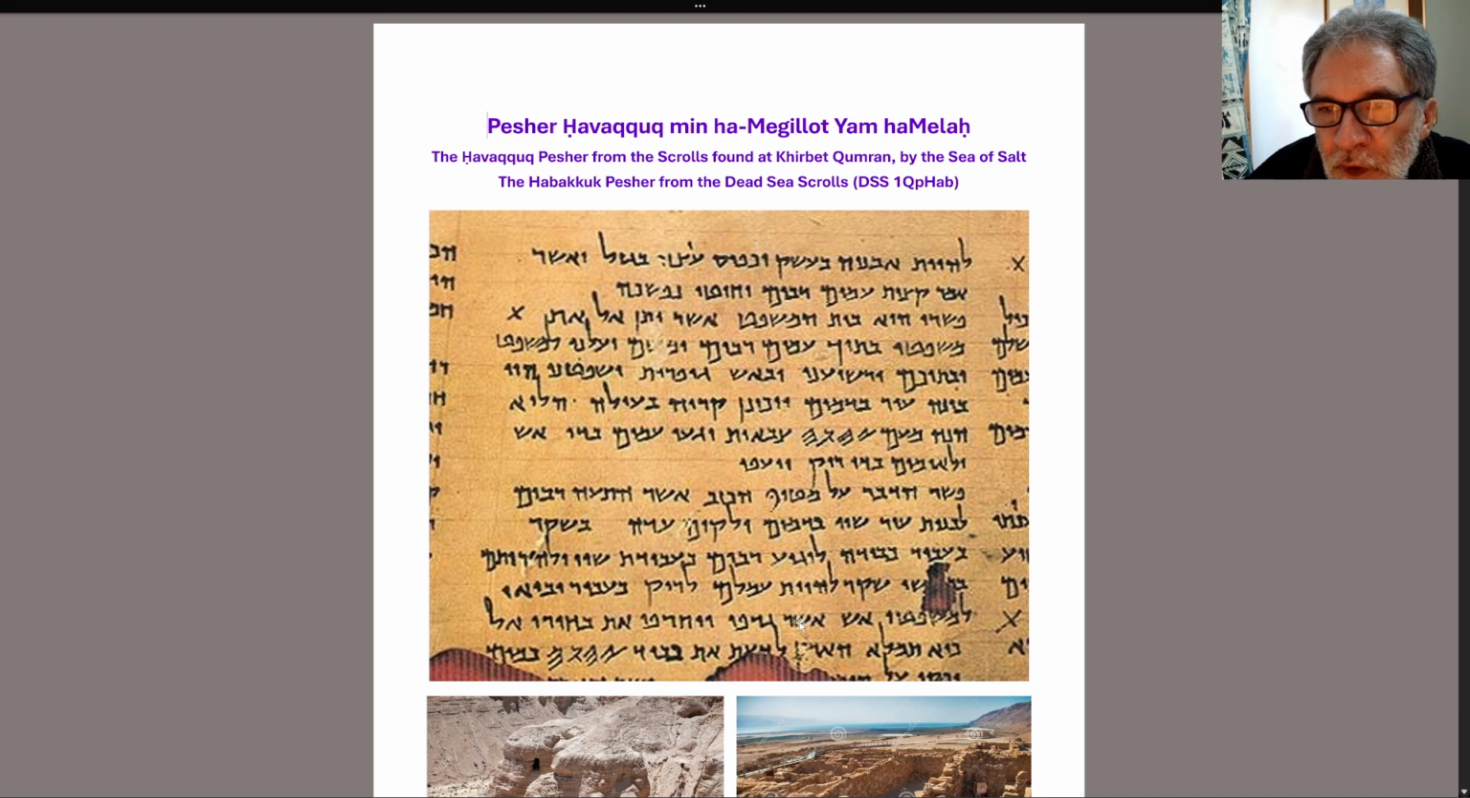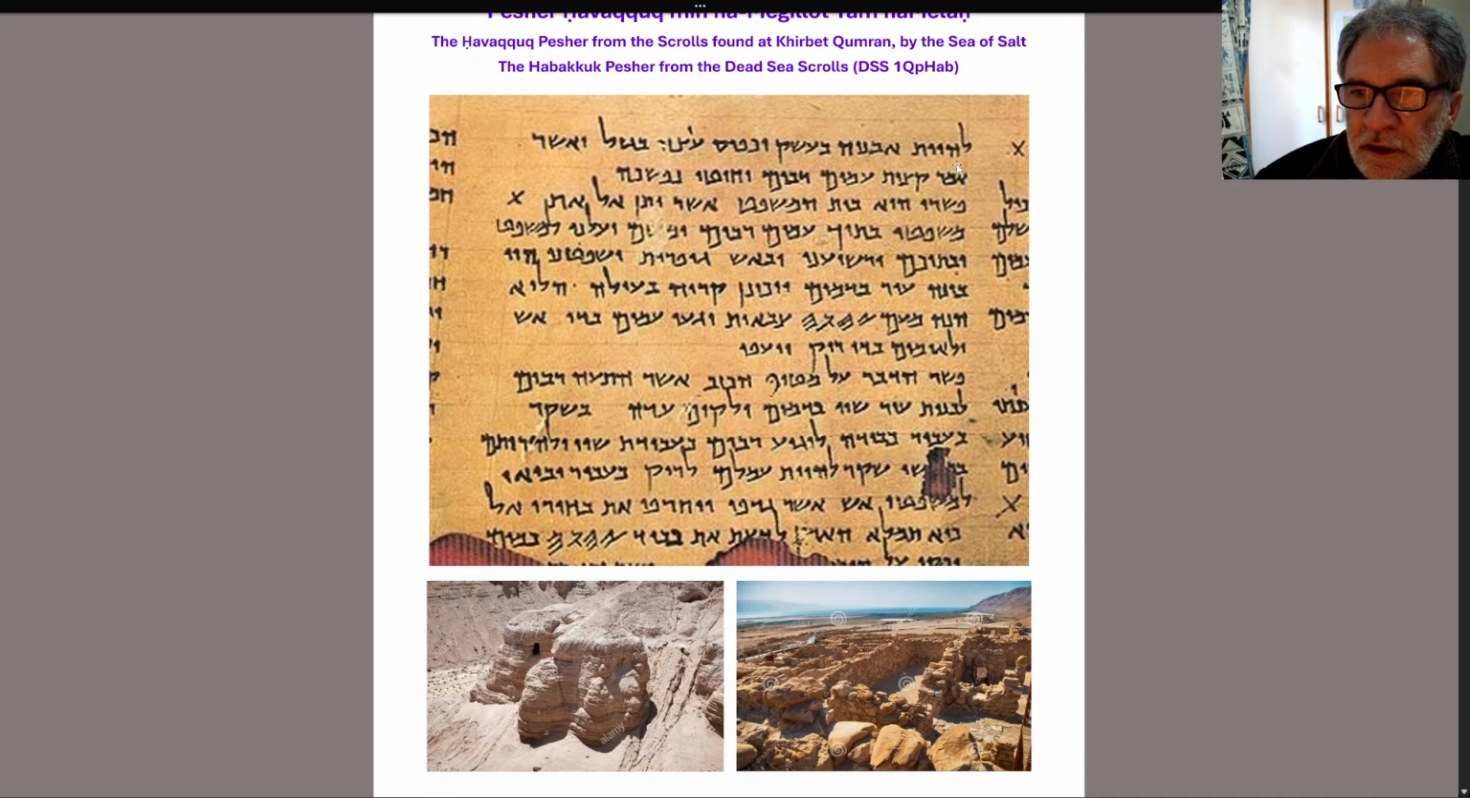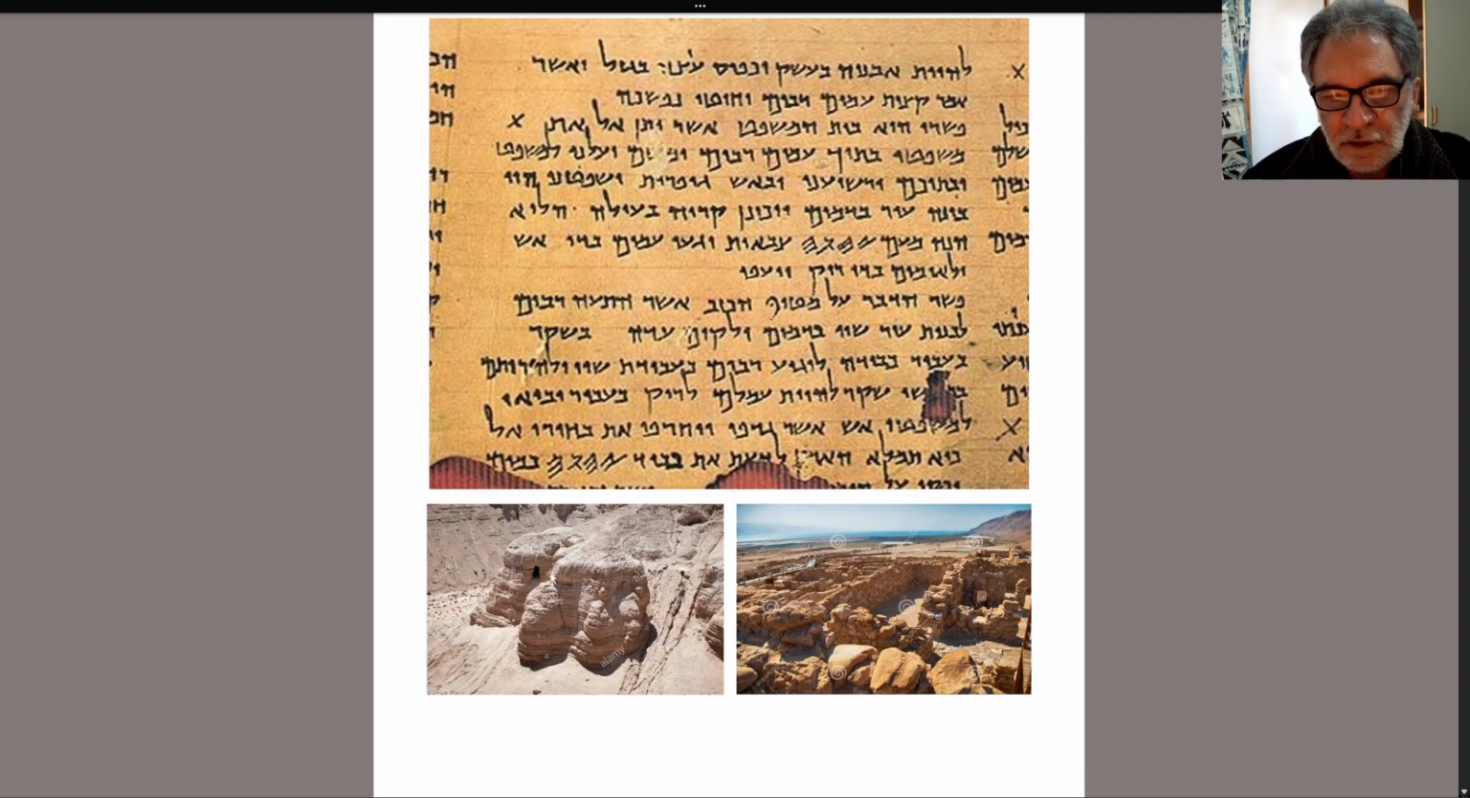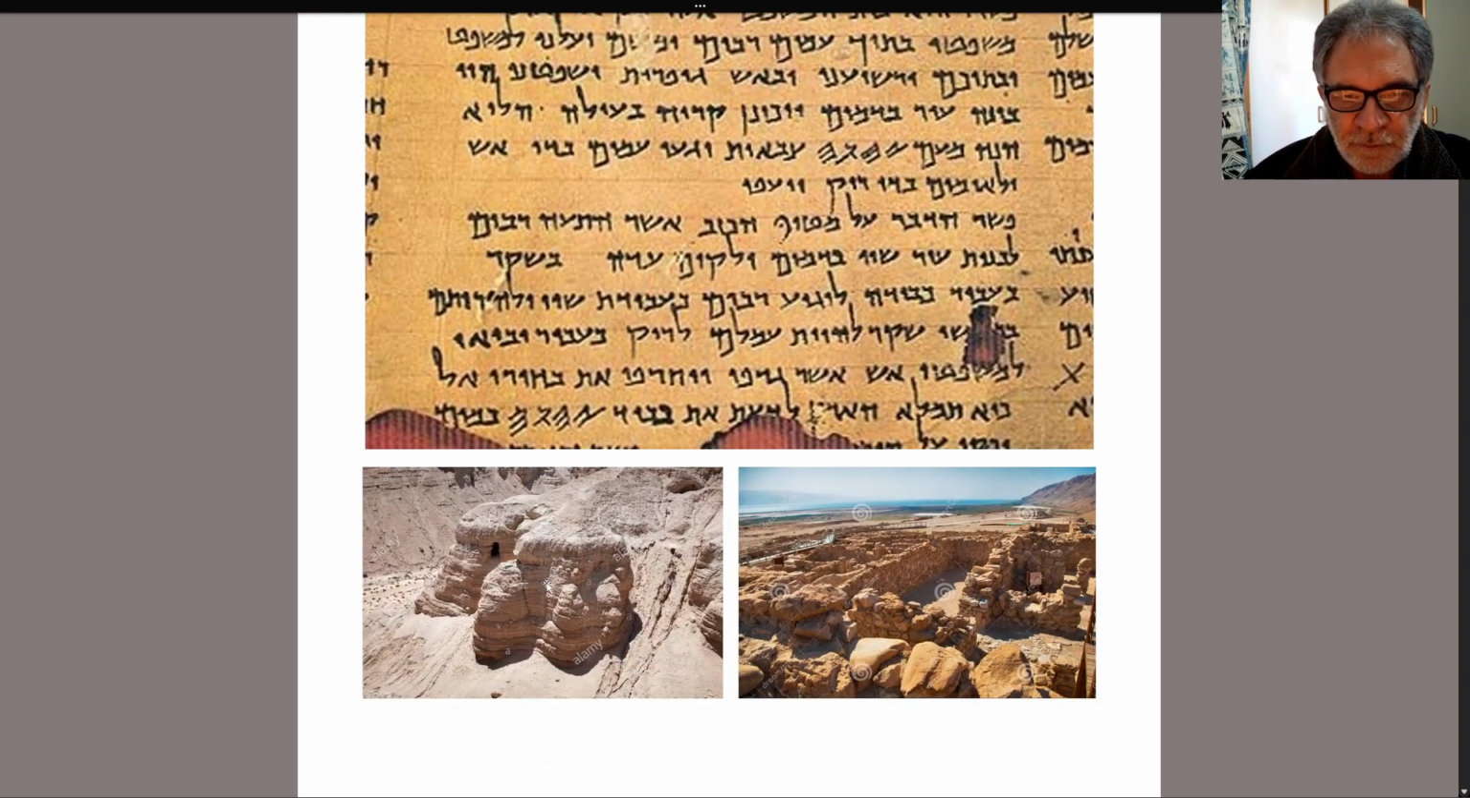In Cave 1 at Qumran was found a manuscript, namely Pesher Habakkuk, a commentary on the book of Habakkuk, which is found in the Tanakh. Here is shown an extract from the actual scroll of Pesher Habakkuk. Over here you see the Qumran caves near the Sea of Salt, the Yam HaMelech, the Dead Sea, in Eretz Israel. And here on the right hand side bottom you see other excavations of a site very close to what you see on the left hand side bottom.